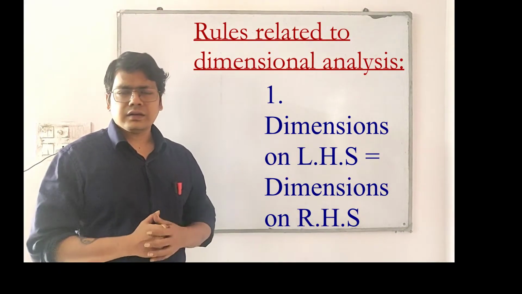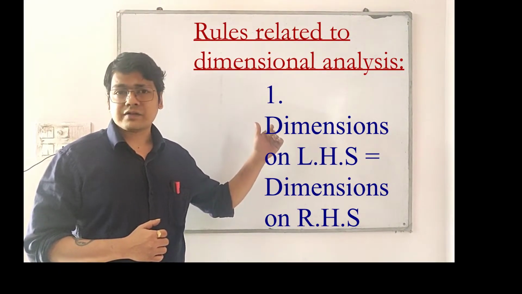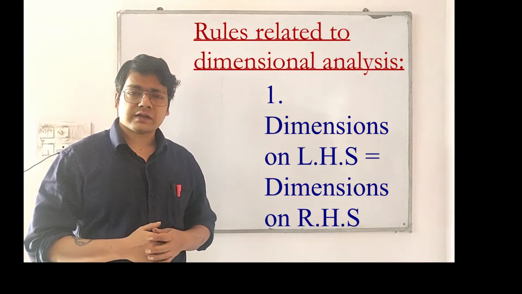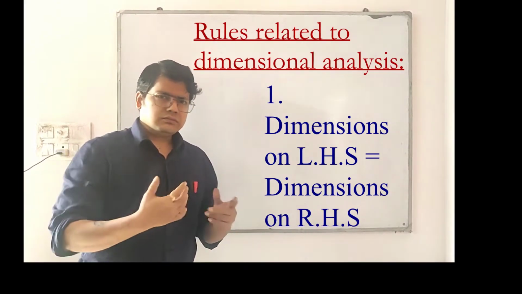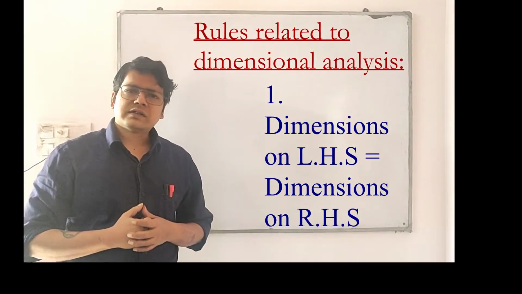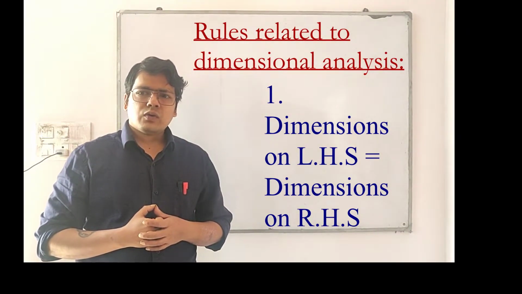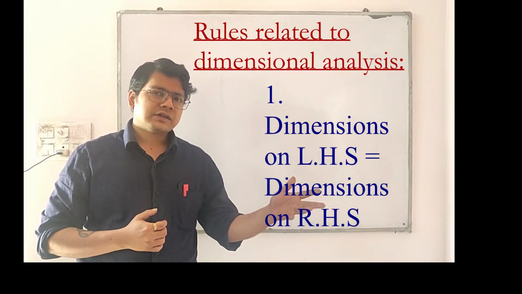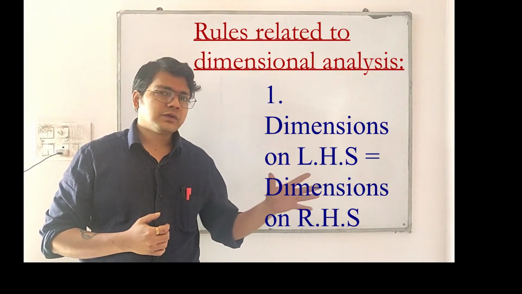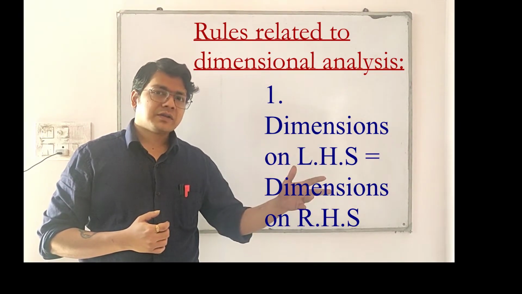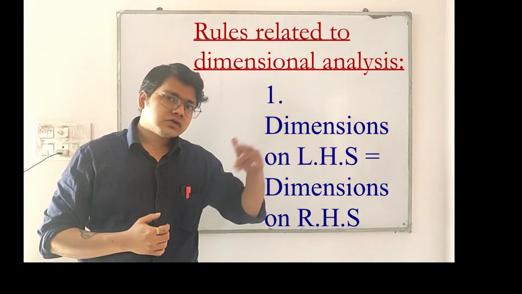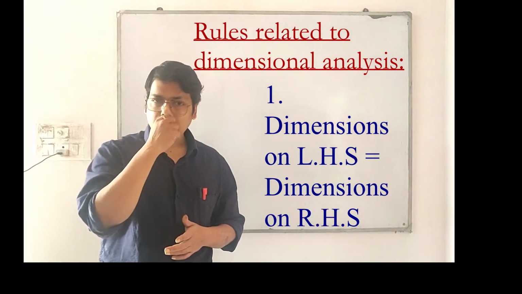First, for any equation, the dimensions on the left hand side should be equal to the dimensions on the right hand side. It's a very simple fundamental. Let's take the example of force equal to mass into acceleration. If you multiply mass into acceleration, you should get force. That means the dimensions of mass into acceleration should give us the dimensions of force, and we have already seen that.